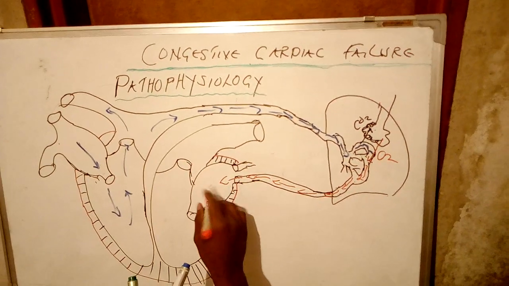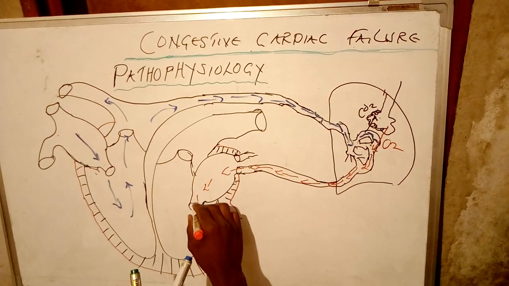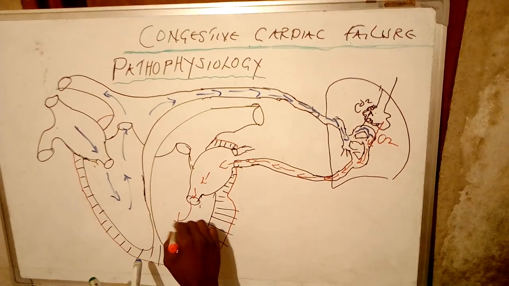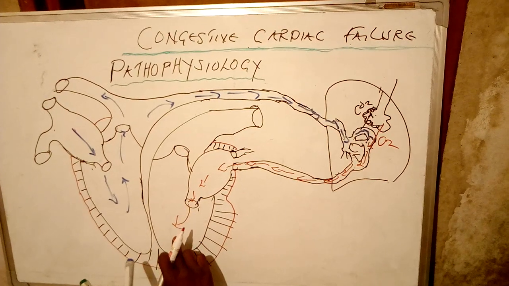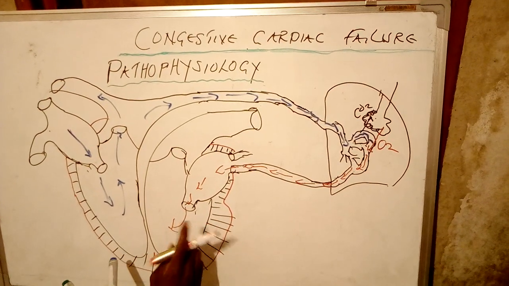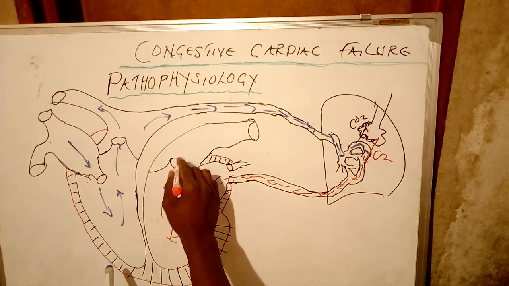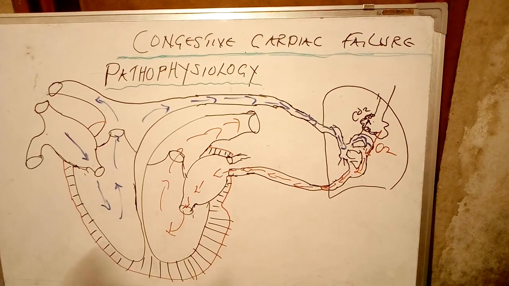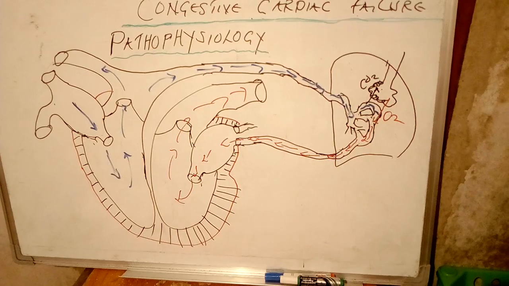It enters the left atrium and passes through the valve, which we call the mitral valve, into the left ventricle. This left ventricle contracts and pumps blood out into the systemic circulation. So this is the normal physiology, or the normal flow, of the heart.